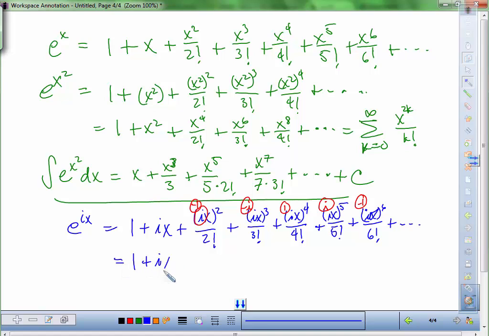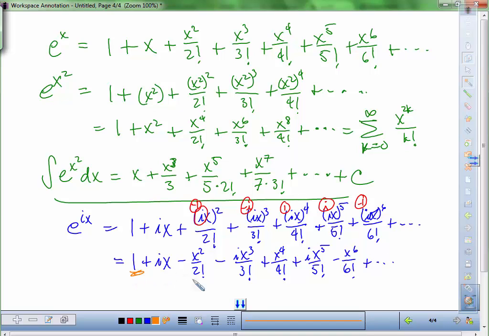So let's rewrite that. 1 plus ix. Now it's a minus. There's no more i's, so x squared over 2 factorial, minus i x cubed over 3 factorial. And now it's a +1. There's no i again. x to the 4th over 4 factorial. And then this is plus i x to the 5th over 5 factorial. And then minus x to the 6th over 6 factorial.